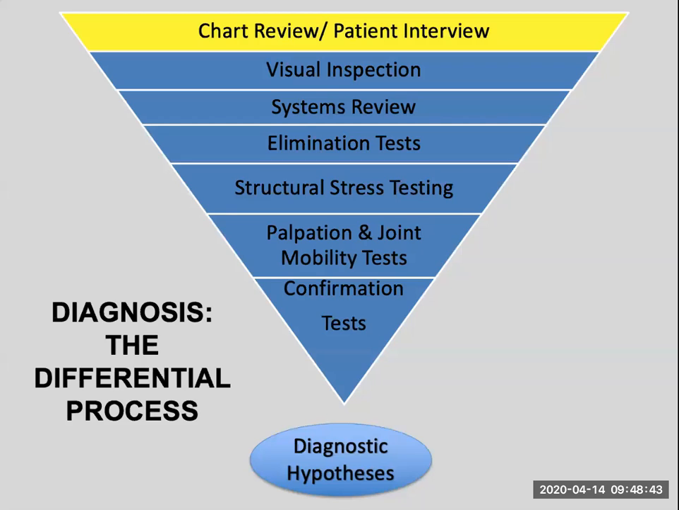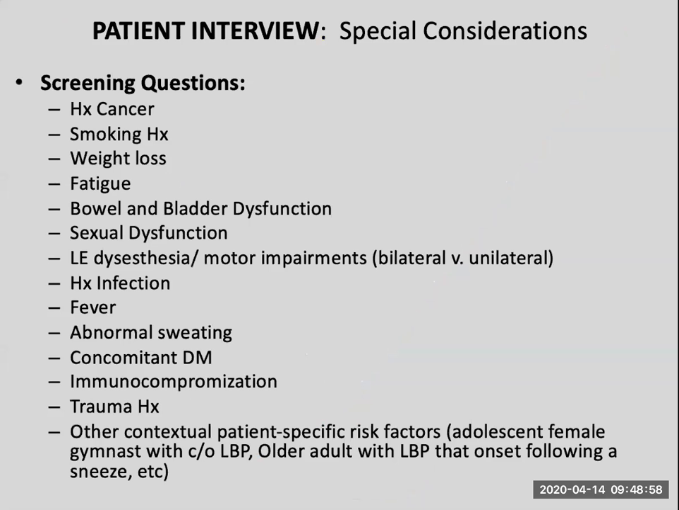Starting off our chart review and our patient interview, using that to generate a list of probable diagnostic hypotheses that we'll continue to try to eliminate throughout the course of our examination. Screening questions can be important. Those screening questions can be suggestive of a serious or non-musculoskeletal health condition, like history of cancer, and smoking history as well.